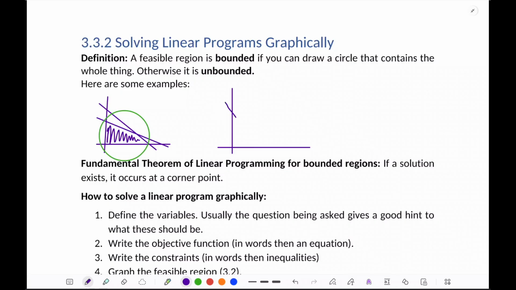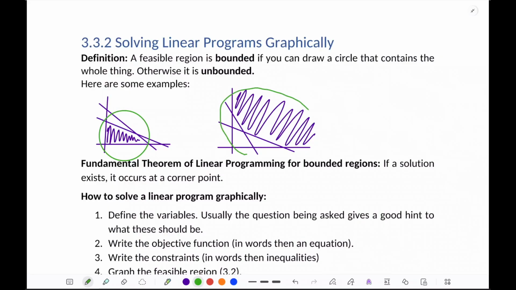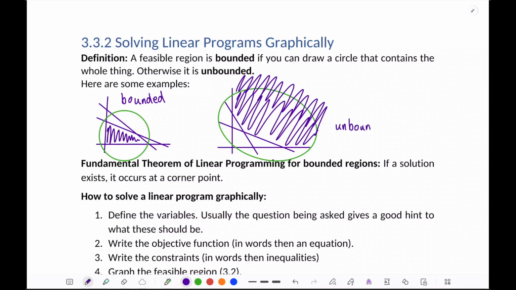But if instead we have this region, there's no way to draw a circle around the whole thing. Right there it kind of looks like it, but don't forget this keeps going on the outside. Even though I didn't draw it, it does. So that's unbounded. So this is an example of a bounded region, and this is an example of an unbounded region.